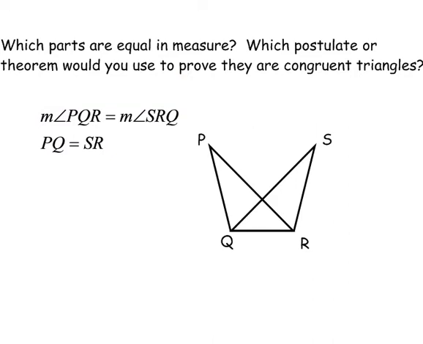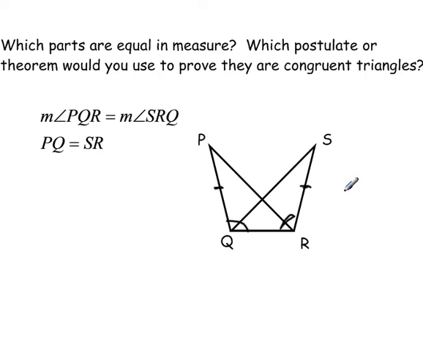So let's look at the information that we're given. The measure of angle PQR, so that's this angle, is equal to the measure of angle SRQ, so that's this angle. Those two angles are equal in measure. They also tell us that PQ, that's this side here, is equal to SR. That's this side here. Well, two pieces of information is not enough.